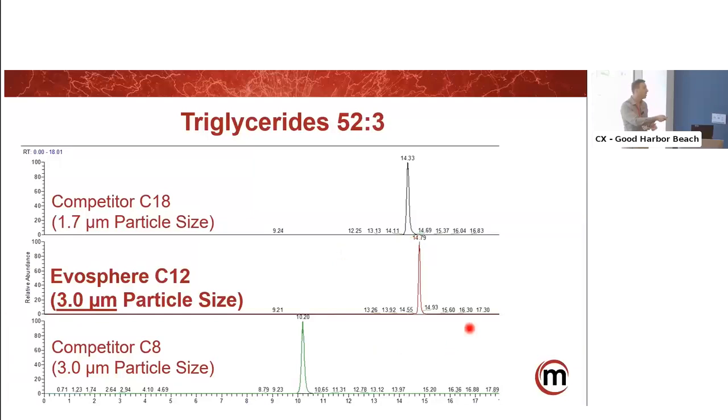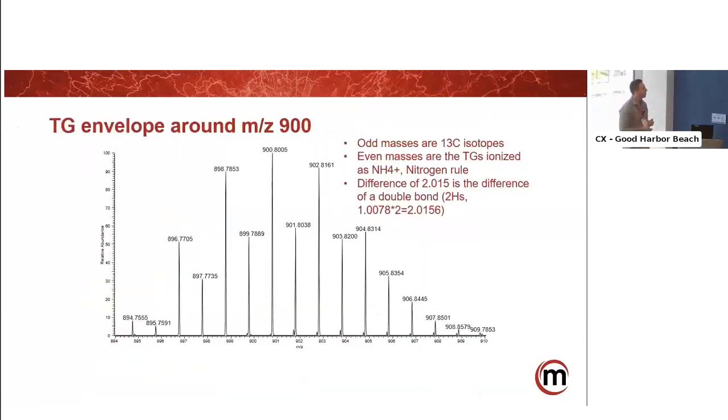So really, we have this column available in a 1.7 as well. So you could imagine how much better it could even get if you were to go to a 1.7, right? So this is on a 3 and it's beating a UHPLC column, which is huge. This is the TG envelope, so it's just going to show that the MS is working properly. So that's the only reason that this slide is in here.